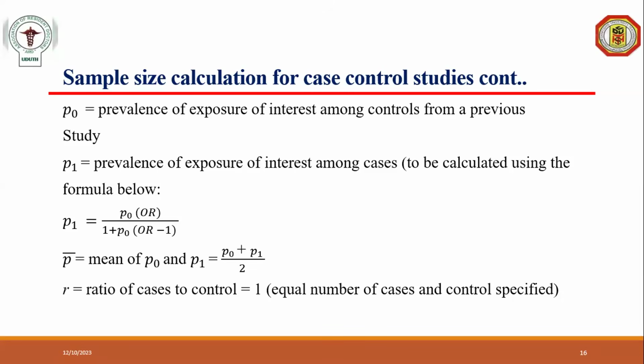Then R is the ratio of cases to controls, and it's usually 1 if you are using equal cases and controls. For example, you have 20 cases and 20 controls, then the ratio is 1:1. So the ratio is 1. If you are using a different ratio, then your ratio will be used as appropriate. So that is the formula for case control study if the outcome is qualitative.